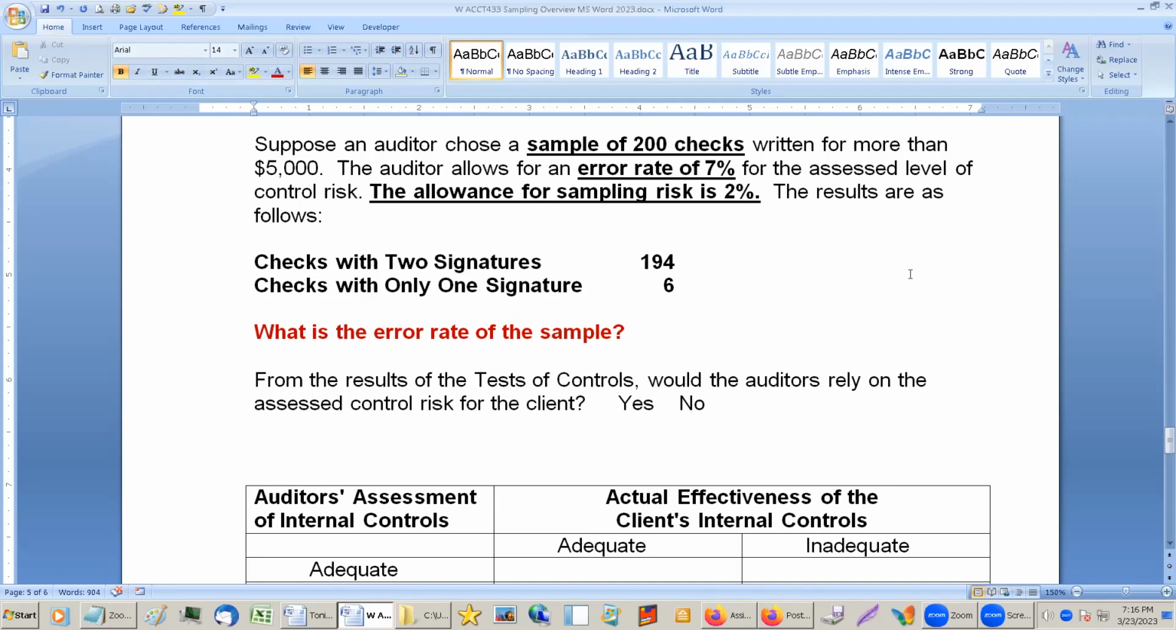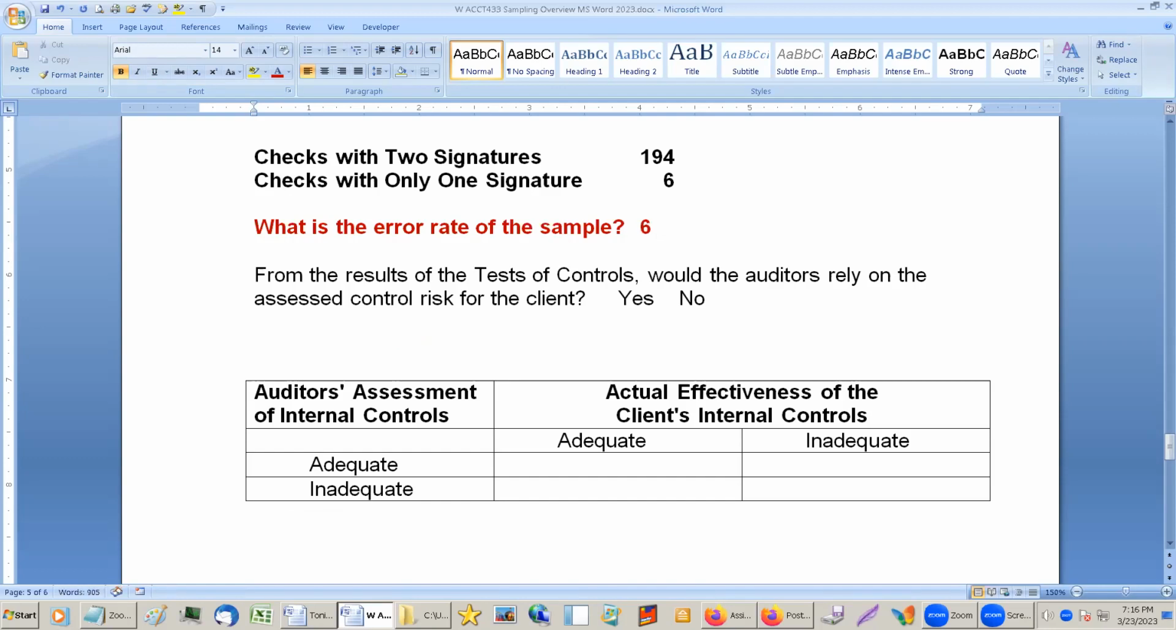3%. Yep. Good. Yeah, so we had 6 errors divided by 200 in our sample. And 3%. All right, so our error rate is 3%.